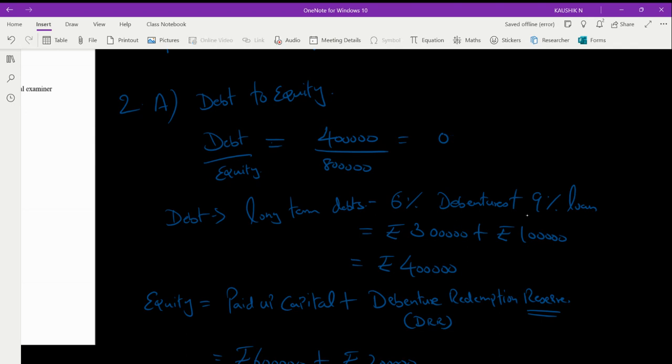It is 0.5 is to 1. Please express this ratio in pure format. It is a pure ratio. So the first subdivision got over in the second question.